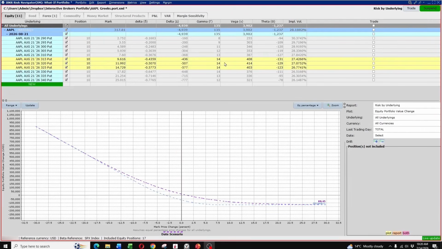You can kind of see that here in Risk Navigator. If we up the contracts to 10, we can see that the gamma is the highest in those at the money strikes. And as we go further out of the money on the downside, the gamma is lower. And as we start going in the money, the gamma starts to drop away as well.